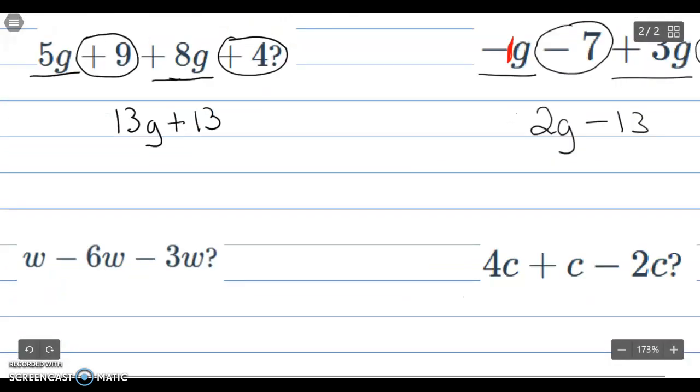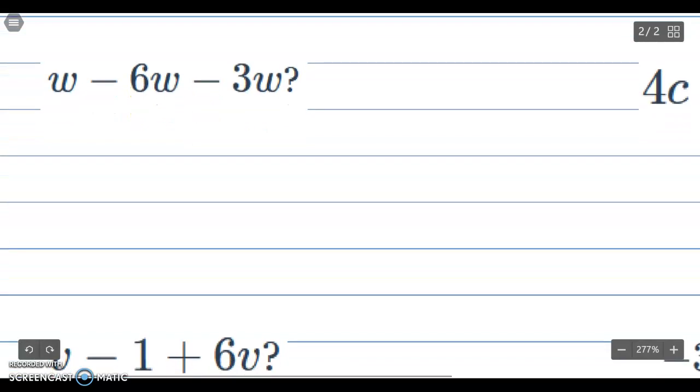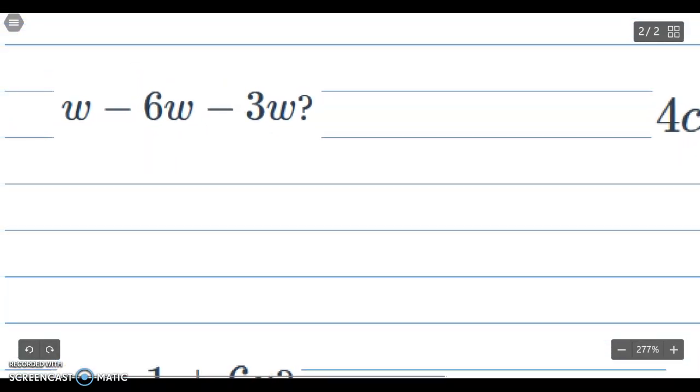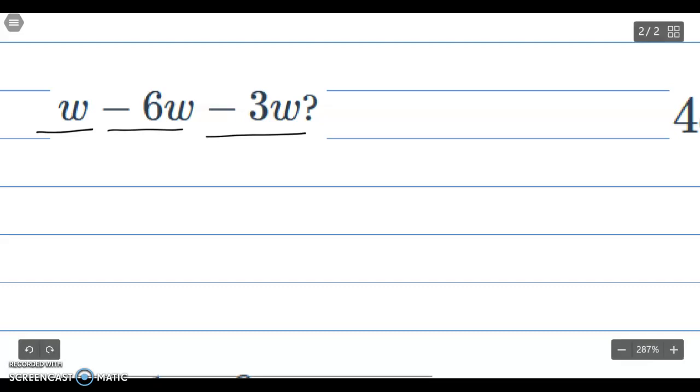All right, let's take a look at another example. Again, we're going to underline the like terms. We got the W, we got the negative 6W, and we got the negative 3W. They all are like terms, the exact same like terms all the way across there. Okay, so we're going to combine them, but I'm going to do them step by step. And remember, we still have an understood 1 in front of the W, and it's positive.